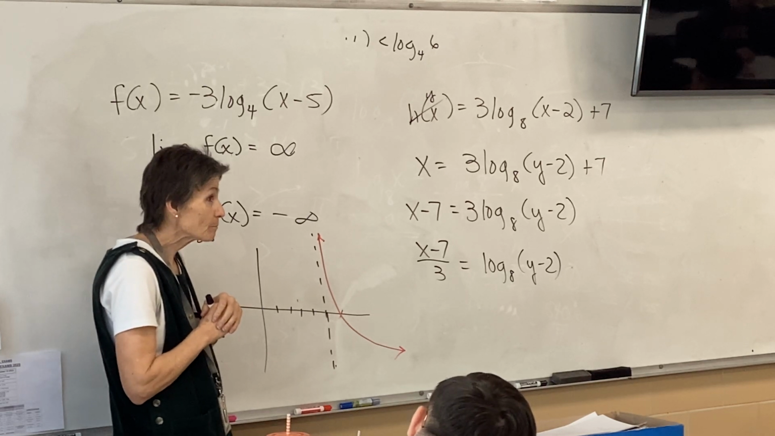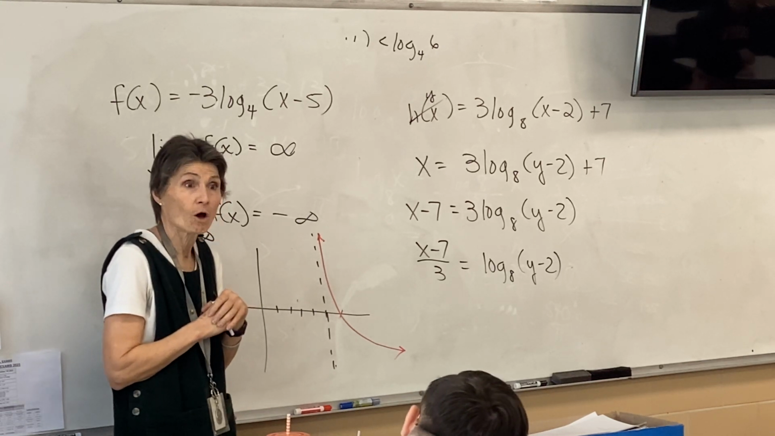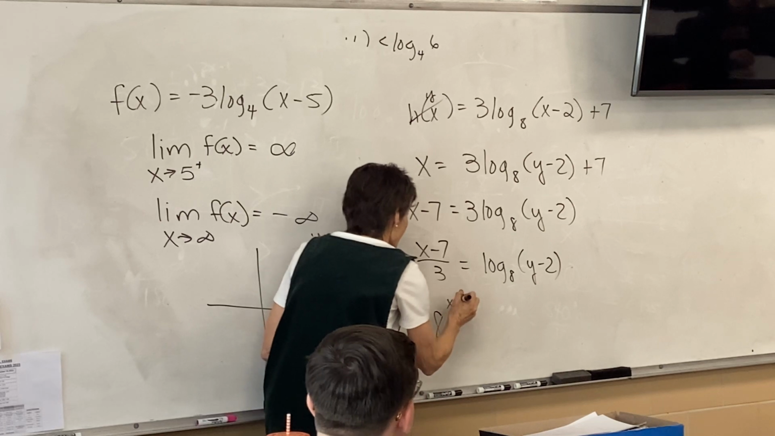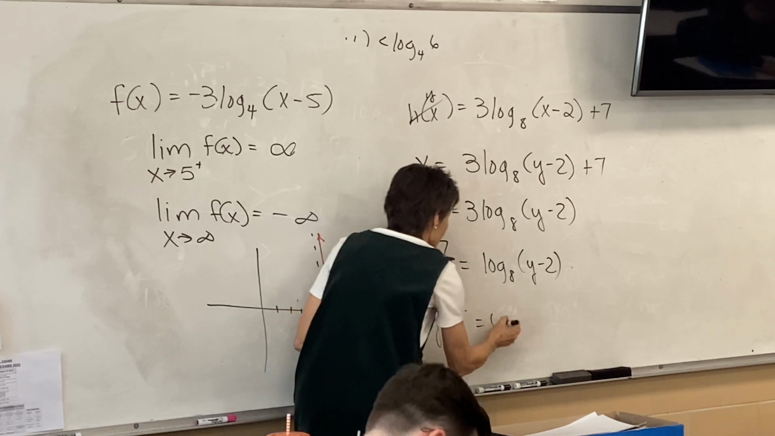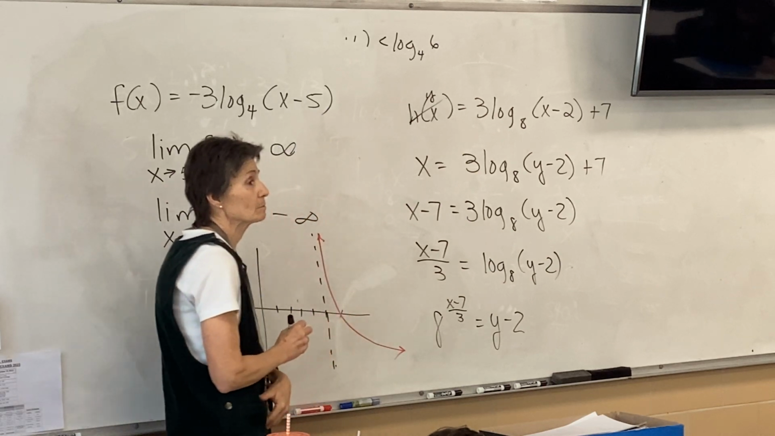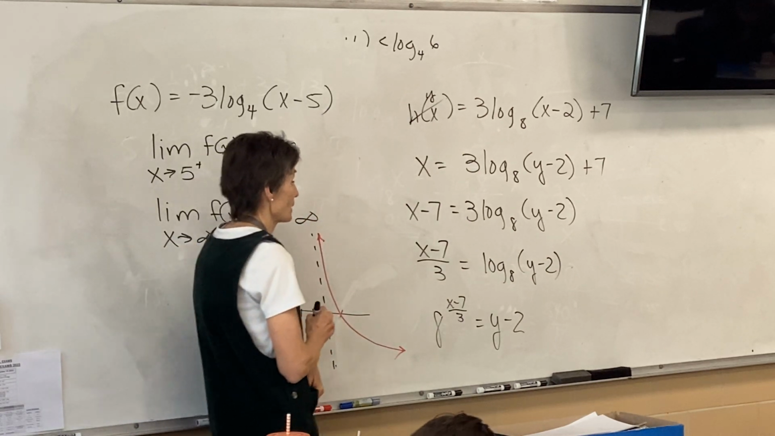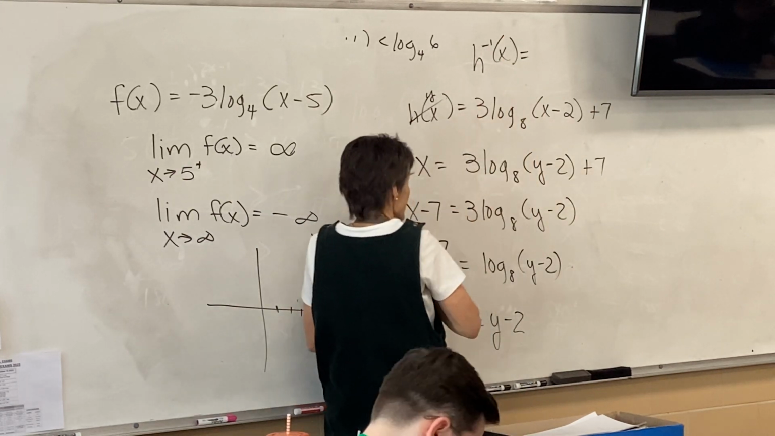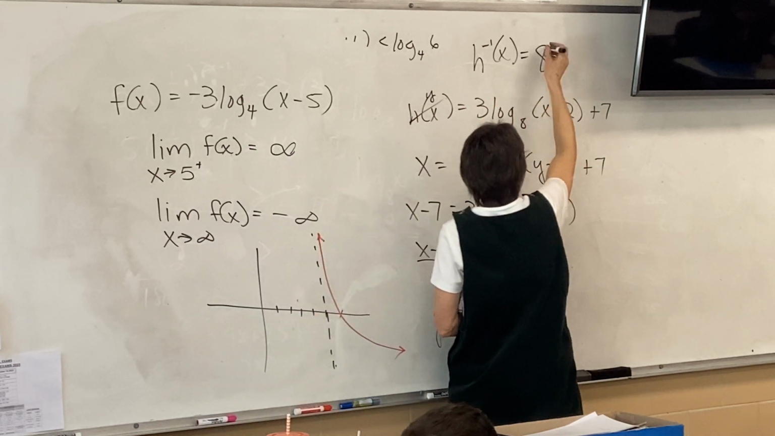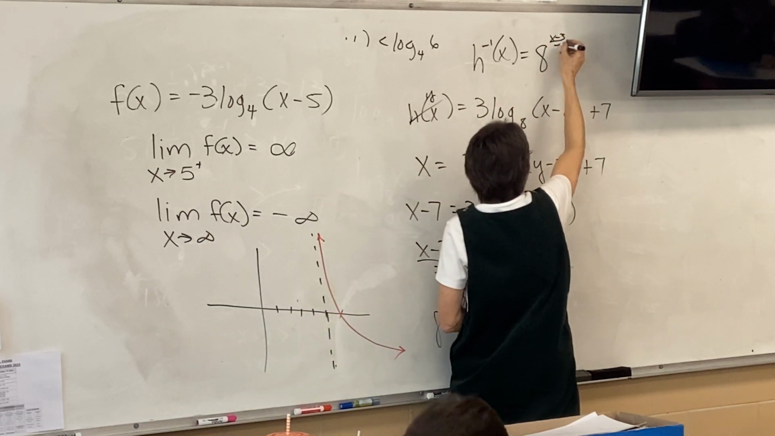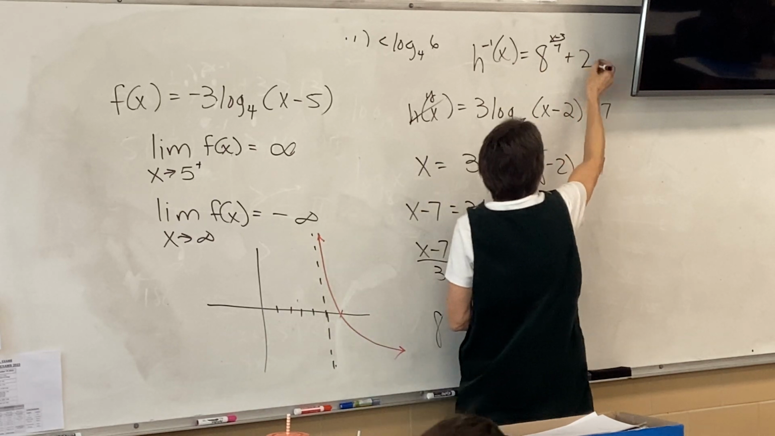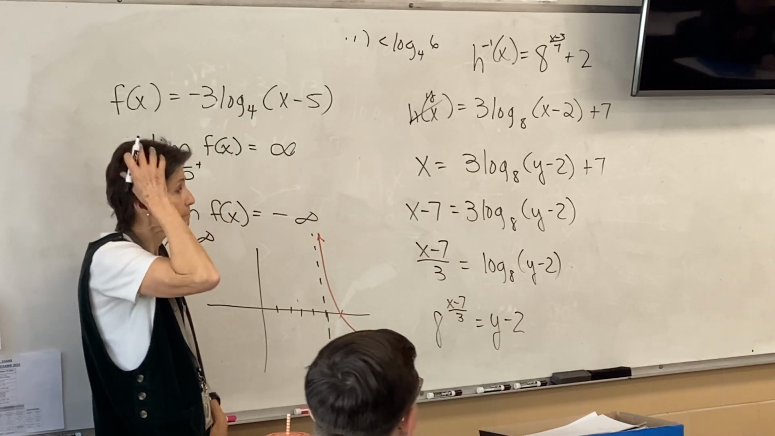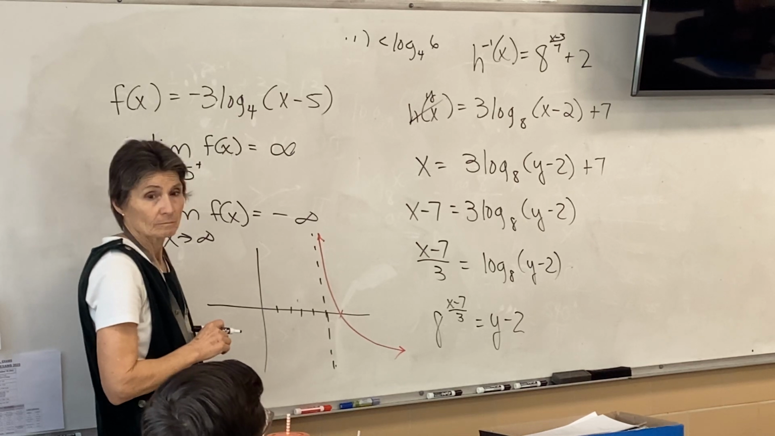All right, what now? We have to unlog it, right? We have to log rule it. We're going to get rid of that logarithm. So we're going to have 8 to the (x minus 7) over 3 power equal to y minus 2. Which means that my inverse, using correct inverse notation, my inverse will be 8 to the (x minus 7) over 3 power plus 2. Right?